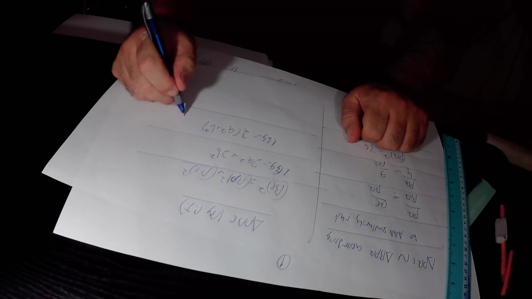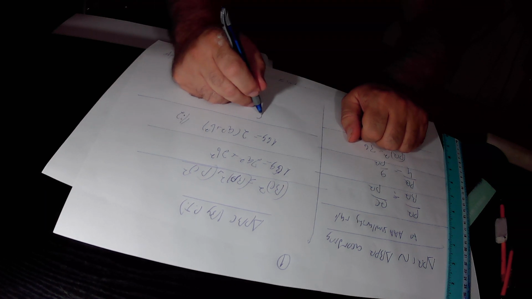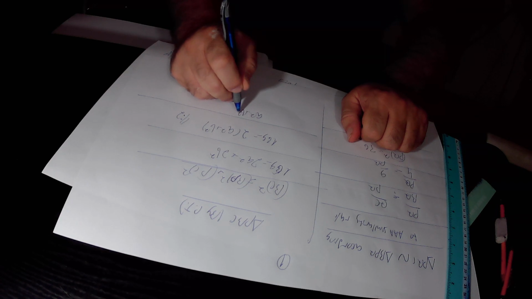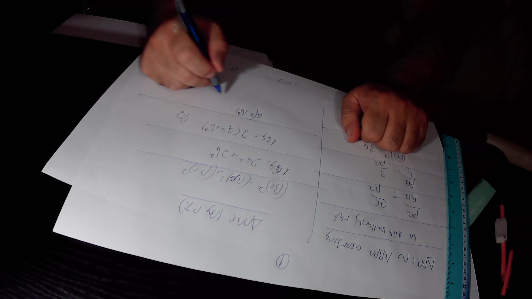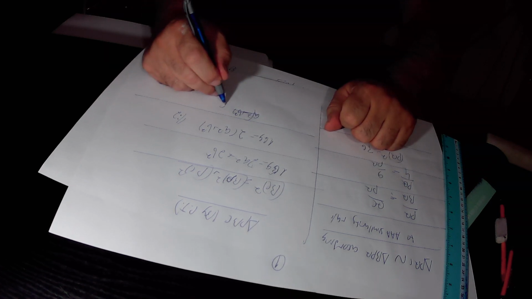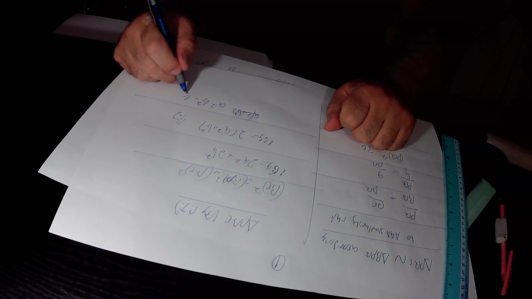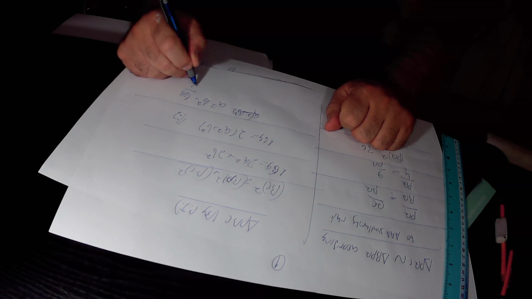So here we divide this equation by 2. Finally we get that A square plus B square equals 169 over 2.